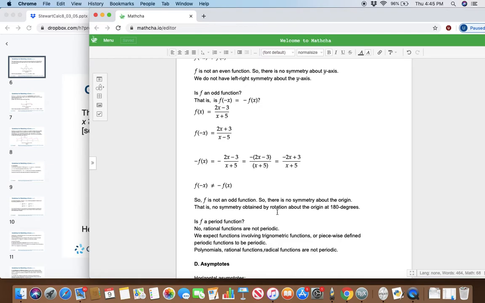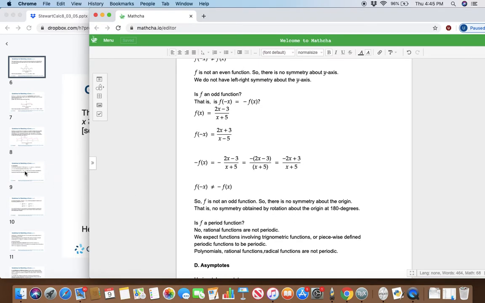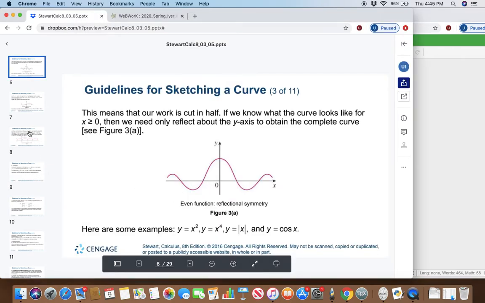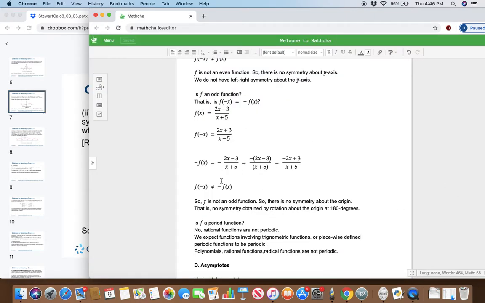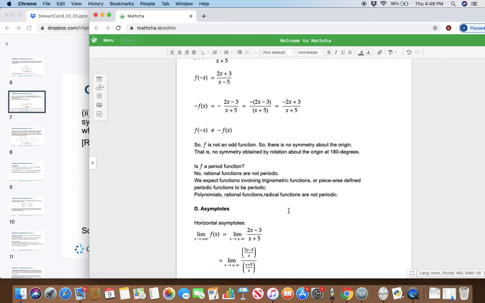That is, no symmetry obtained by rotation. So the one about odd is 180. You see, you take this picture, rotate it 180 degrees, you get the same picture back. That is what it means to be symmetric about the origin. This happens for odd functions. Well, our function is not odd, so that symmetry is not going to happen.